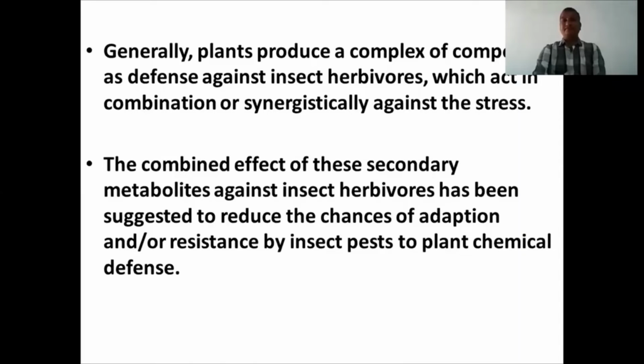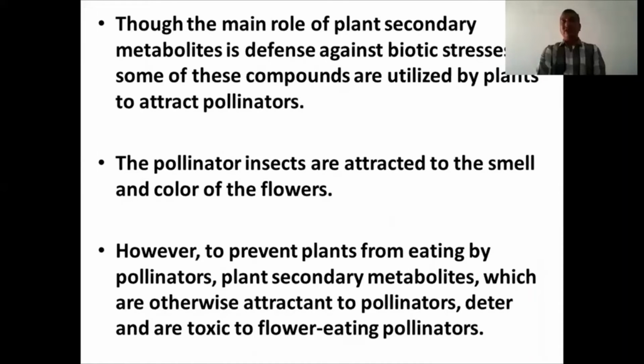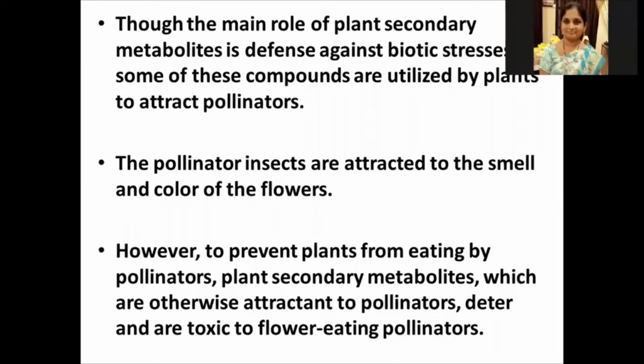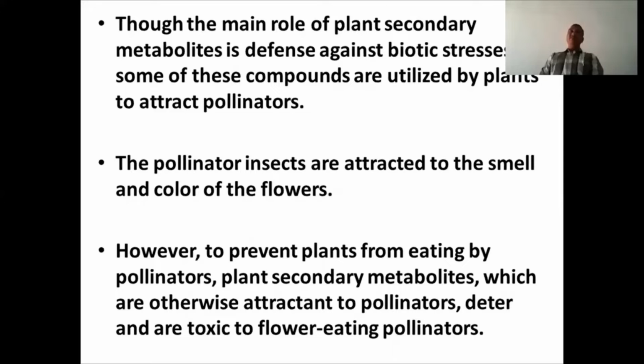And these help the plant to adapt in a particular ecosystem or resist particular insect pests through their chemical defenses. As I told you in the earlier slide also, these secondary metabolites play an important role even to attract insects. I have divided insects into two categories earlier, herbivores and pollinators. Herbivores are the ones which are harmful, and pollinators are the ones which are useful or beneficial. So pollinators also get attracted by the same things.